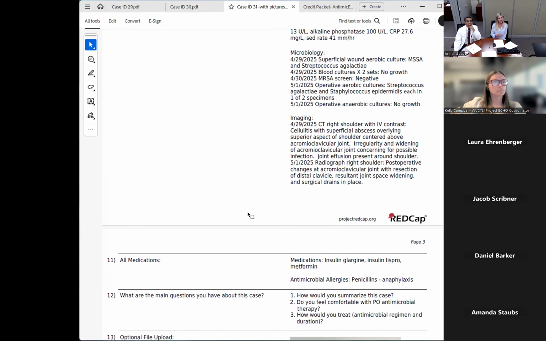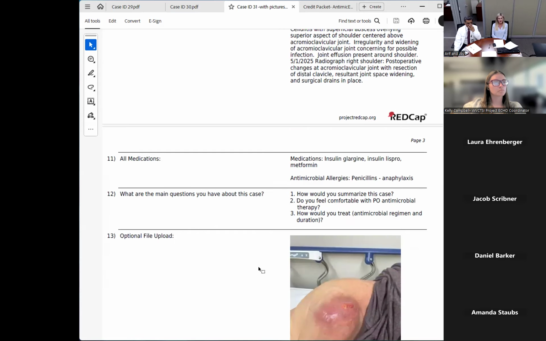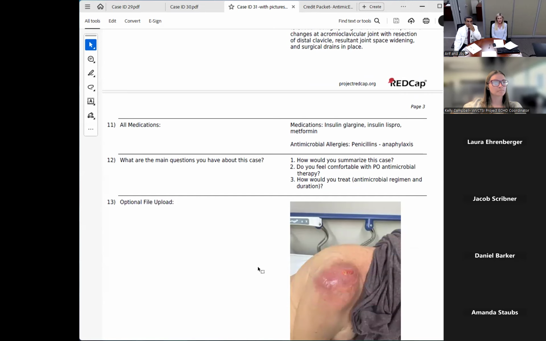I do have included here a post-operative radiograph that just showed post-operative changes, debridement of the joint, including resection of the distal clavicle, and surgical drains in place. The point here is good source control through surgery. For his medications, mainly medications for his diabetes, and his antimicrobial allergies were significant for anaphylaxis to penicillins. So you can stop there. How would we summarize this case?